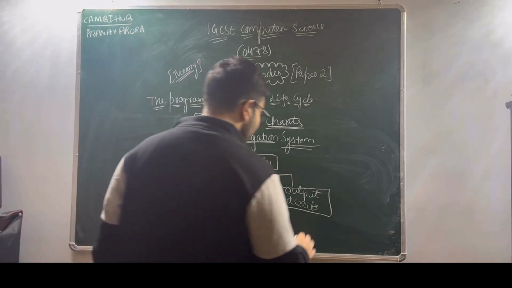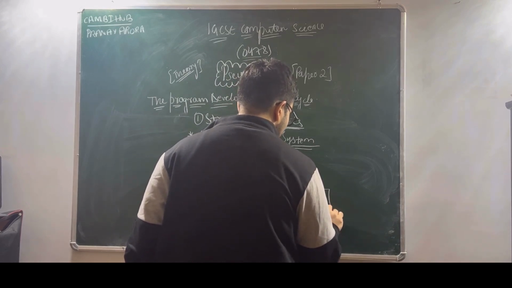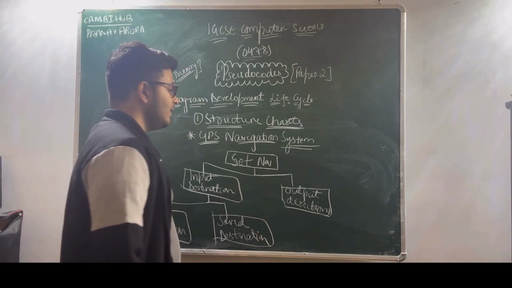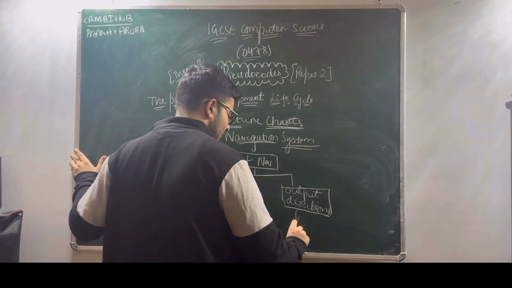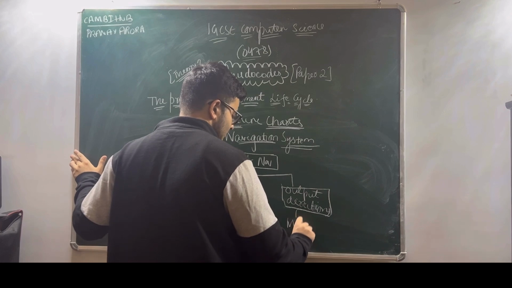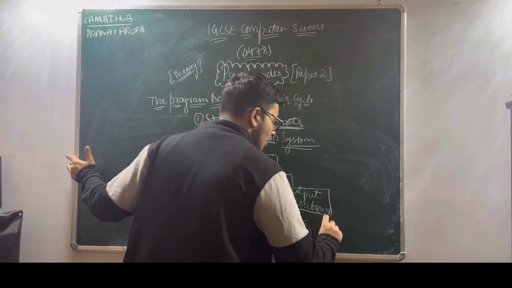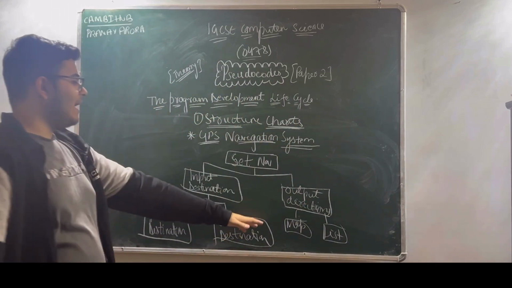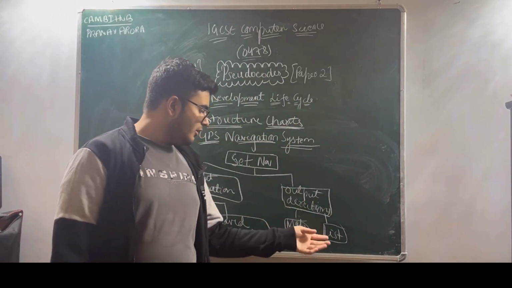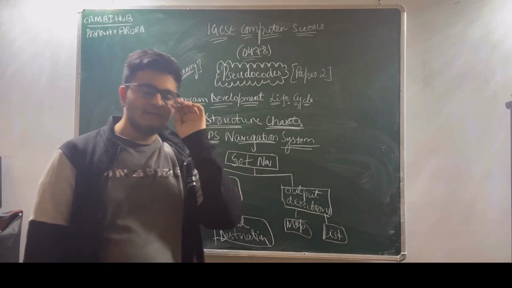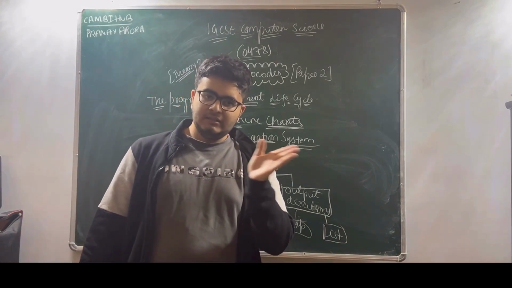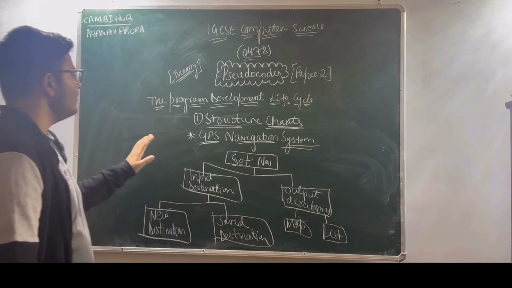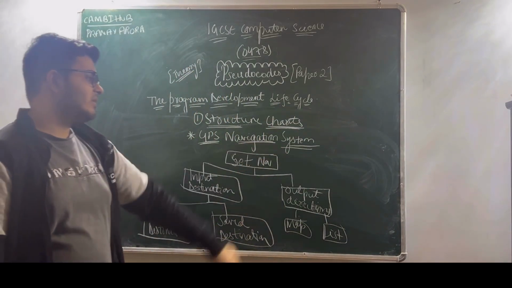How would we divide output directions? How can directions be given to you? Either it can give you a map, or it will give you a list, right? Either a map as a direction, or a list of street directions: follow the street, turn right, then turn left. It will give you either a list or a full-fledged map, right? So this is how you create a structure chart for a GPS navigation system.